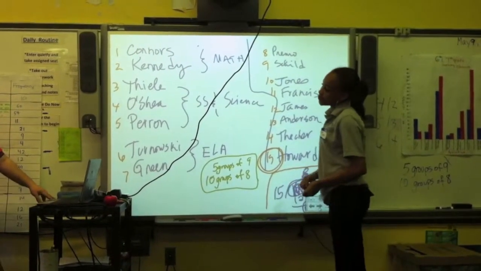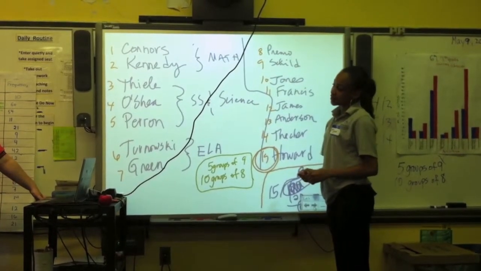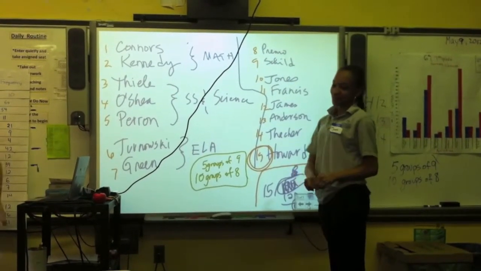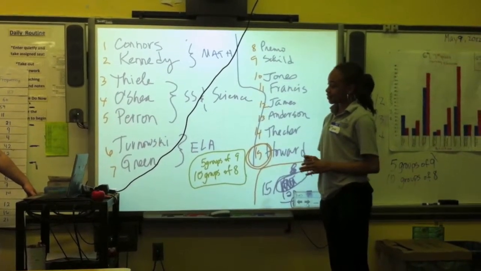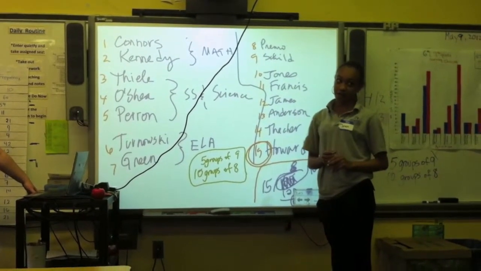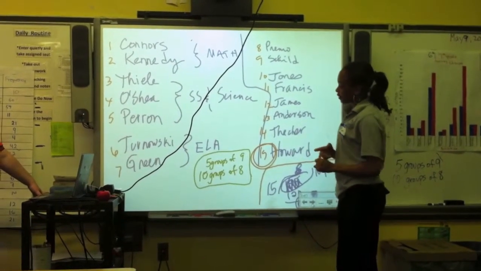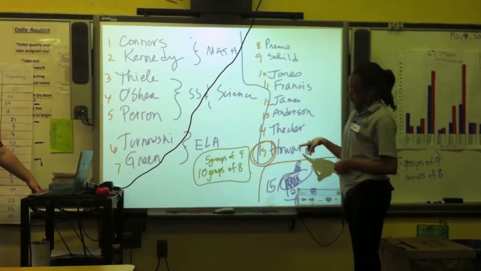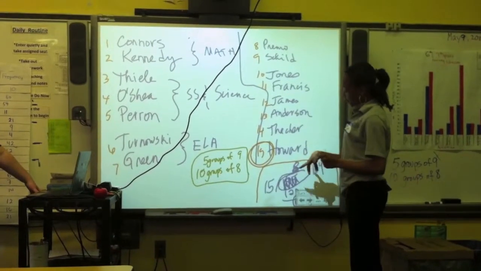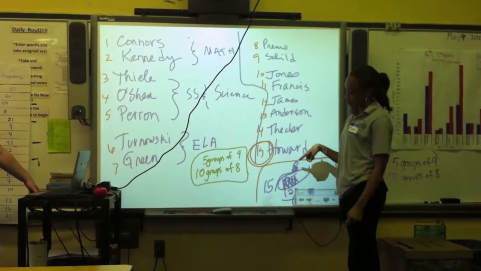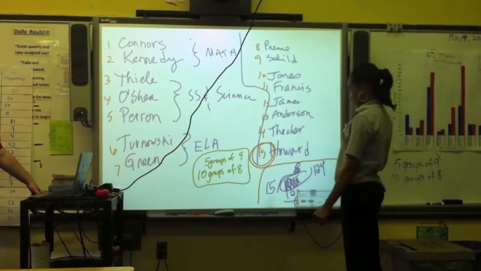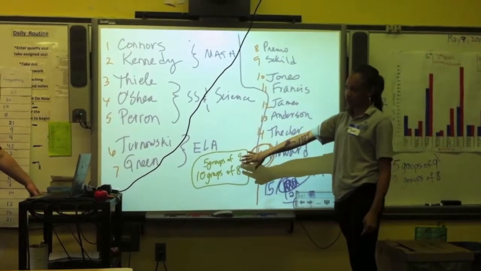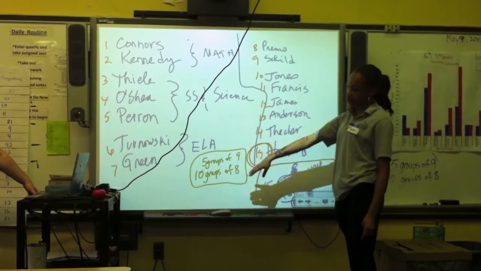To make the groups, we counted the total number of teachers from 6th grade and 7th grade, and there were 15 teachers in total. Then we divided the total number of students from 6th grade and 7th grade by the 15 teachers, and we came out to about 8, so we decided to put 5 groups of 9 and 10 groups of 8.